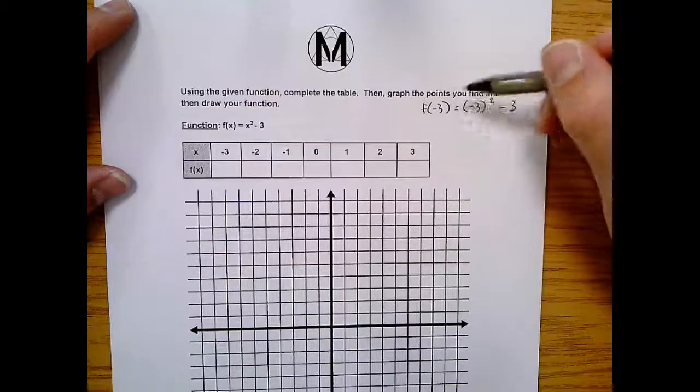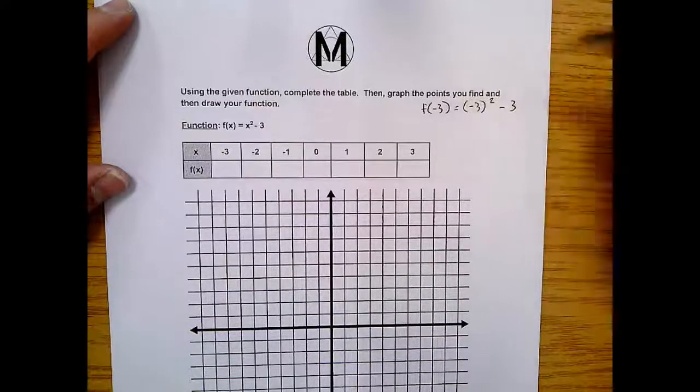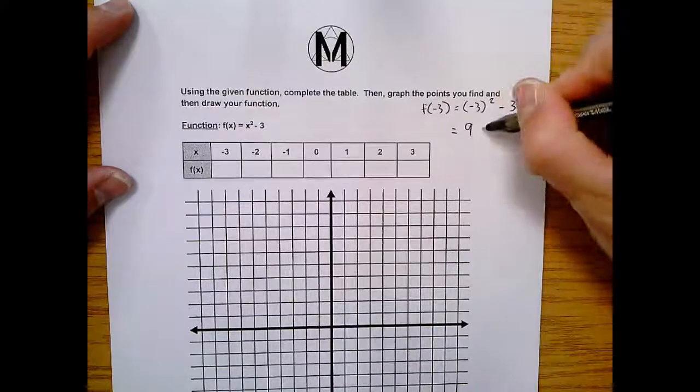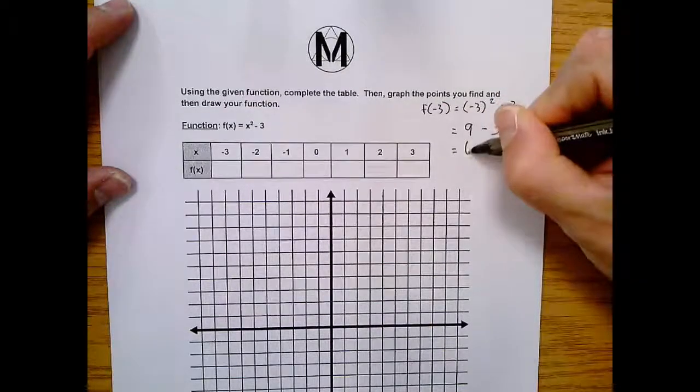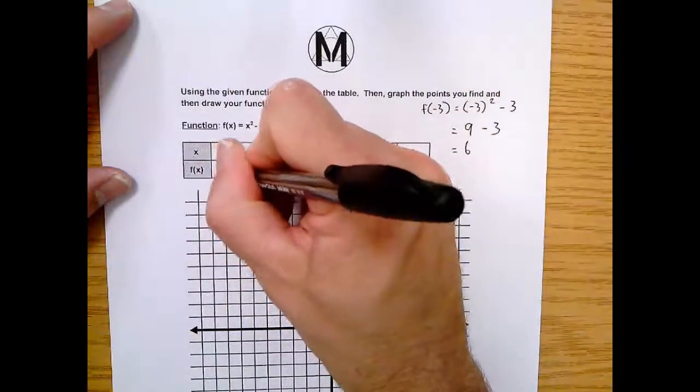So we have f of negative 3 is negative 3 squared minus 3. Notice that I put my input in parentheses. This is really important. Okay, negative 3 squared is 9, and 9 minus 3 gives us 6. Okay, so we know that when we input negative 3, our output is 6.